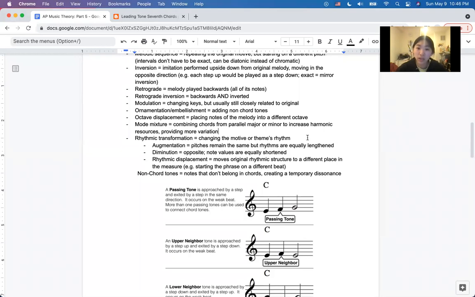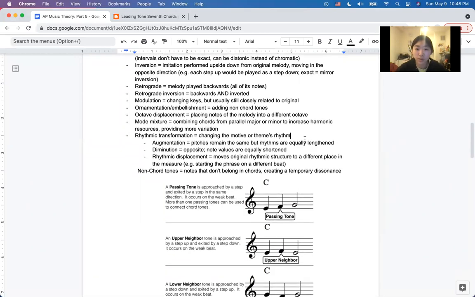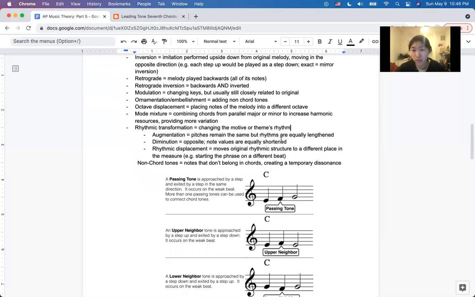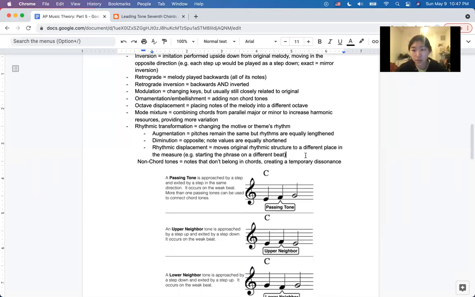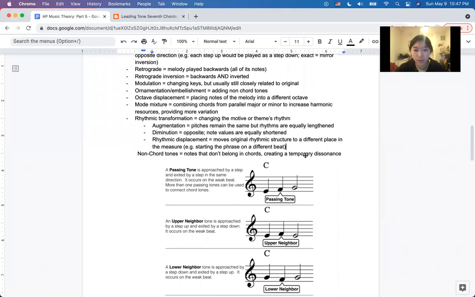Rhythmic transformation is when you change the motive or the theme's rhythm. That's including augmentation, which is when the pitches remain the same, but the rhythms are equally lengthened. Diminution is the exact opposite of that. The note values are shortened by the same amount. And rhythmic displacement just means that you keep the same original rhythmic structure, but you move it to a different place. For example, you start the phrase on the third beat instead of the first beat.